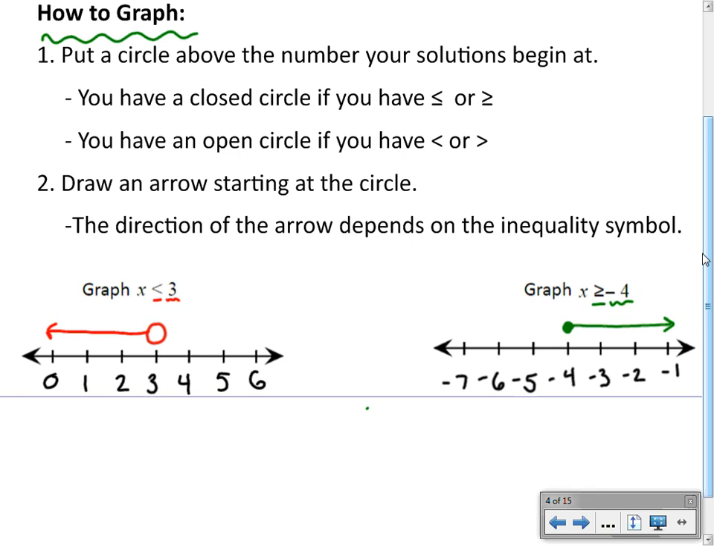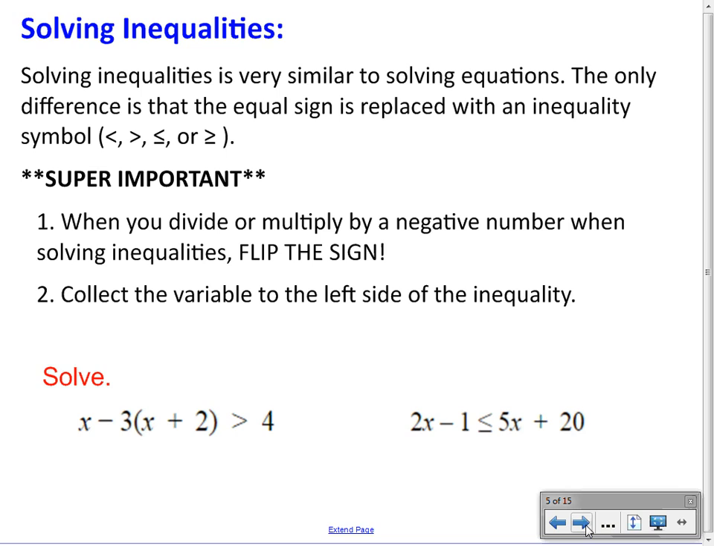All right, so let's take a look at how we actually solve an inequality. They're going to be basically the same as solving equations. The only difference is that the equal sign that we have in an equation is being replaced with one of these inequality symbols. So we have less than, greater than, less than or equal to, or the greater than or equal to symbol.